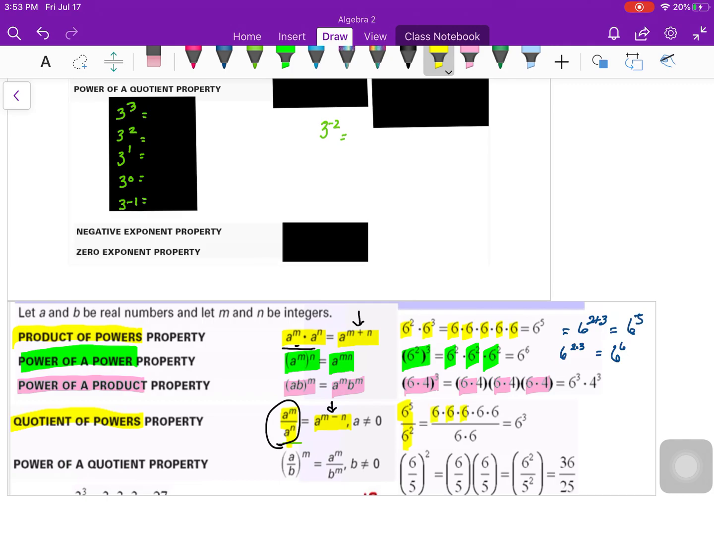An example of that, 6 to the 5th divided by 6 squared. That would be 6 5 times in the numerator and 6 2 times in the denominator. And if I go through and I reduce, this 6 and this 6 would reduce, this 6 and this 6 would reduce, and I'd be left with 6 cubed, which the shortcut would be 6 to the 5 minus 2, which is 6 cubed.